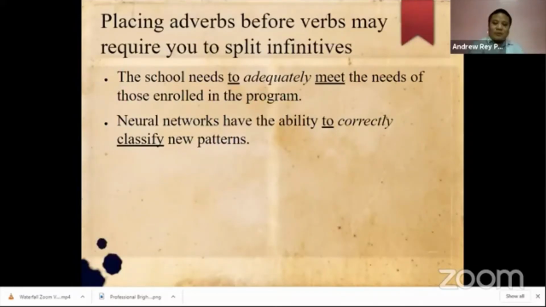So it's more formal to say, the school needs to adequately meet the needs of those enrolled in the program. Neural networks have the ability to correctly classify new patterns. So it's more formal. It's okay to split infinitives so that you can place adverbs before verbs.